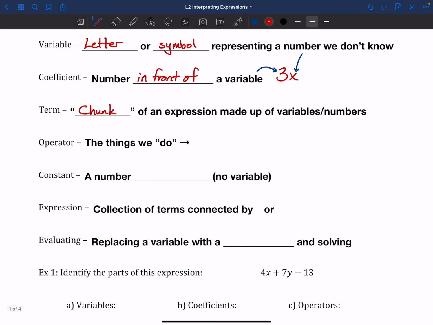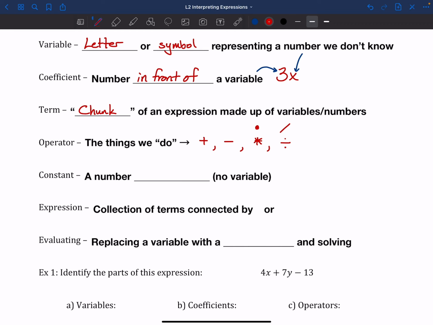The operators are the things that we do. So if you think about what we normally do with numbers, we can add, we can subtract, we can multiply, and we can divide. Those are our basic operators that we're going to be using. As you've probably seen in the past, the multiplication can also look like a dot, and the division can also look like a slash. Those are things to also look out for. Those would count as operators.